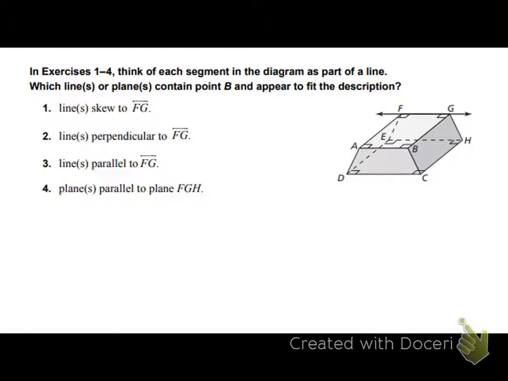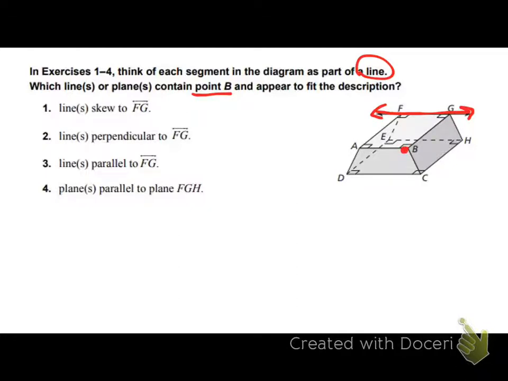So it says, think of each segment in the diagram as part of a line. Remember that lines go infinitely in both directions. Which lines or planes containing point B, go ahead and underline that we want to contain point B, important information, and appear to fit this description. So we want skew to FG, including point B.